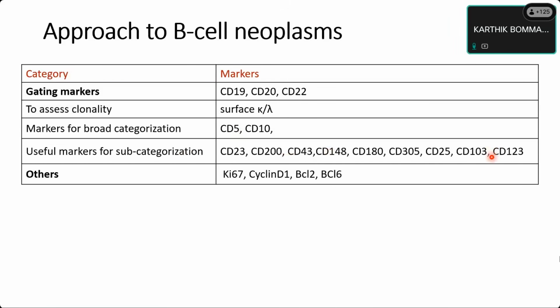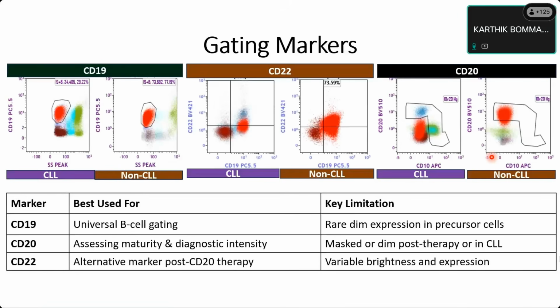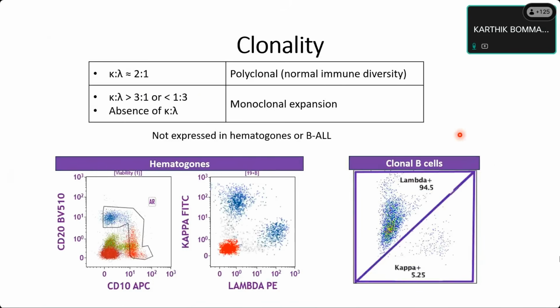But in flow, you cannot directly go and say this is mantle cell lymphoma. A single marker cannot give perfect information. Apart from CLL or hairy cell and a few other lymphomas, you cannot make a pinpoint diagnosis or categorization based on flow. But flow can give good information as to whether there are clonal B cells or not, right? So we use a gating marker and identify the B cells, and assess the clonality. Clonality expression is based on the kappa lambda ratio.